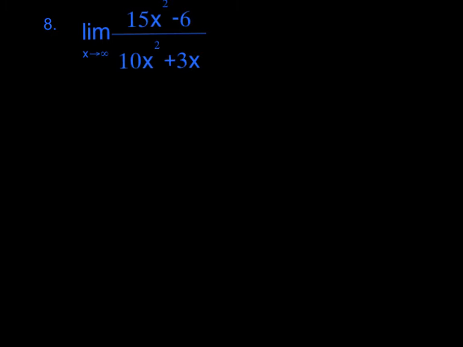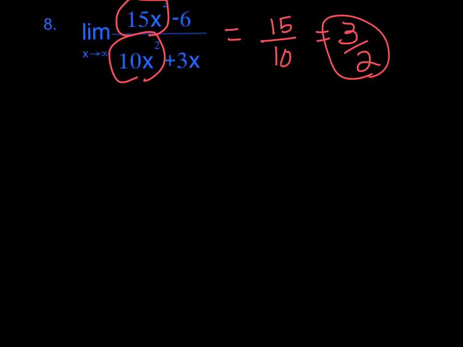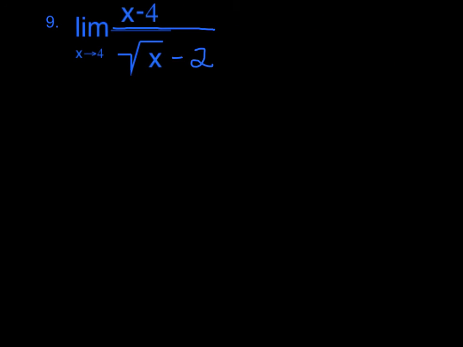All right, well, we have another end behavior, and we know that because it's as x approaches infinity. So I'm going to take the highest power on the top and the highest power on the bottom, and I am just going to simplify that. Okay, so the x squareds are going to cancel out. We've got 15 over 10, which when we reduce that is 3 over 2. Easy peasy.